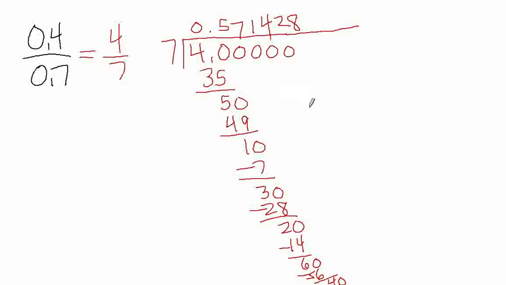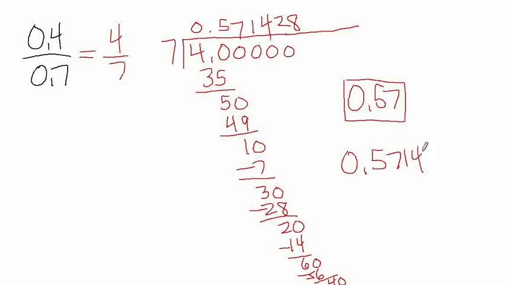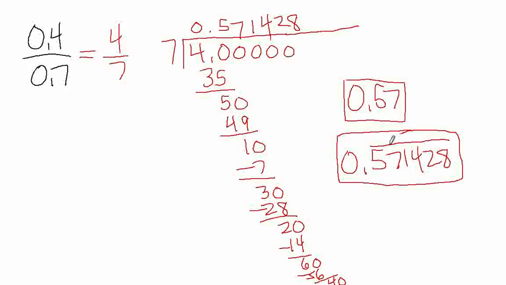So if you need an answer with 2 numbers to the right of the decimal point, you can round and get 0.57. That's fine. Okay, or for the exact answer, you can say 0.571428 with a bar over the 571428. All right.